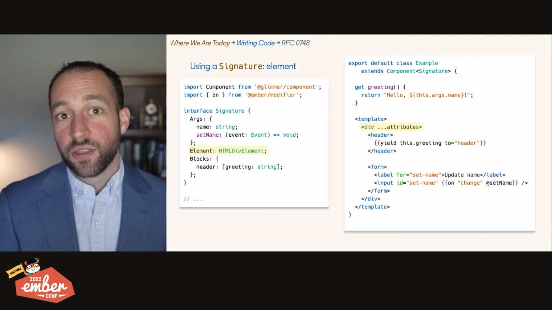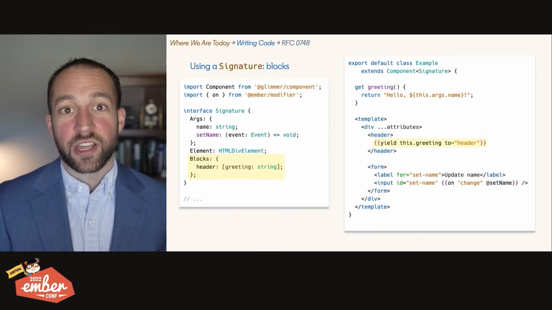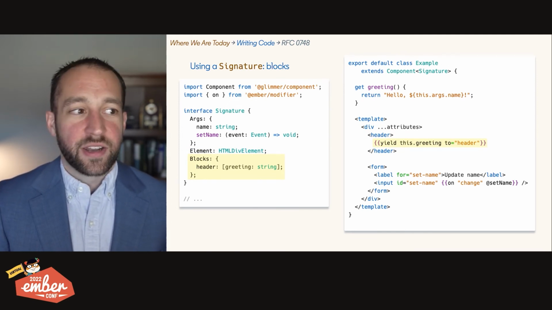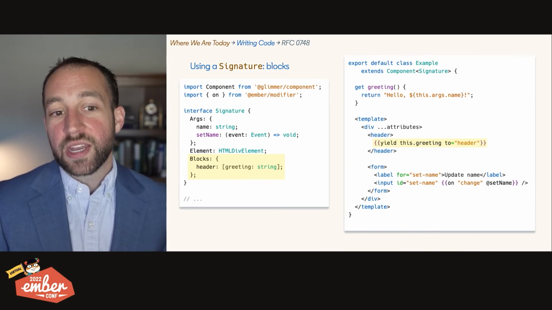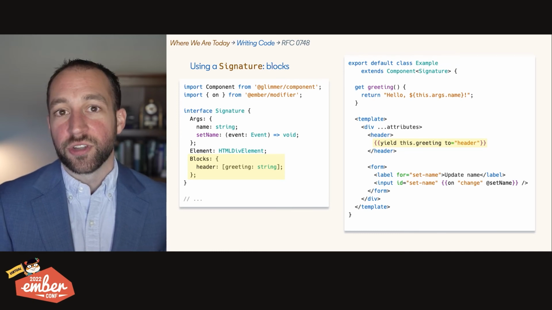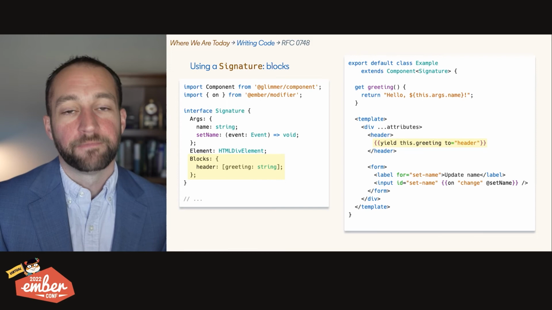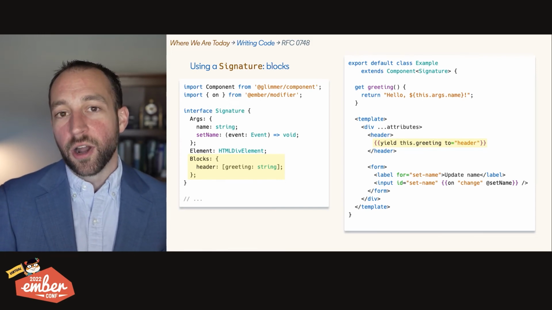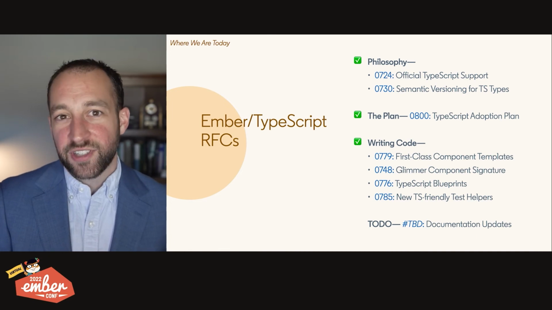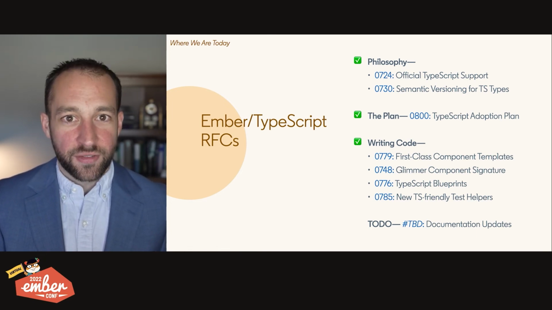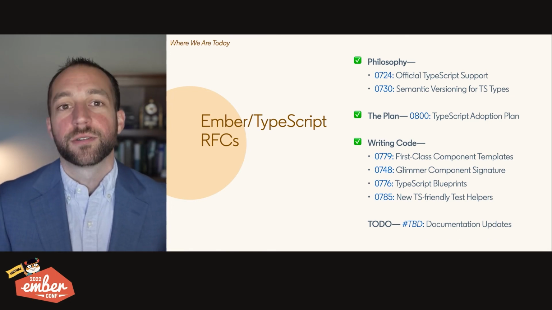And finally, we document the blocks that we yield. In this case, a header, which receives the greeting, and it's a string. If you had a default block, you would just use the name default here. The key is we can now document the full API surface of a component. We can extract it into docs, and Glint can type check it. So that's our updates to code authoring. That's a pretty good set of things, and as I've said throughout, all of those benefit JavaScript users too, which is one of the reasons I'm so excited about how we've been approaching this process.